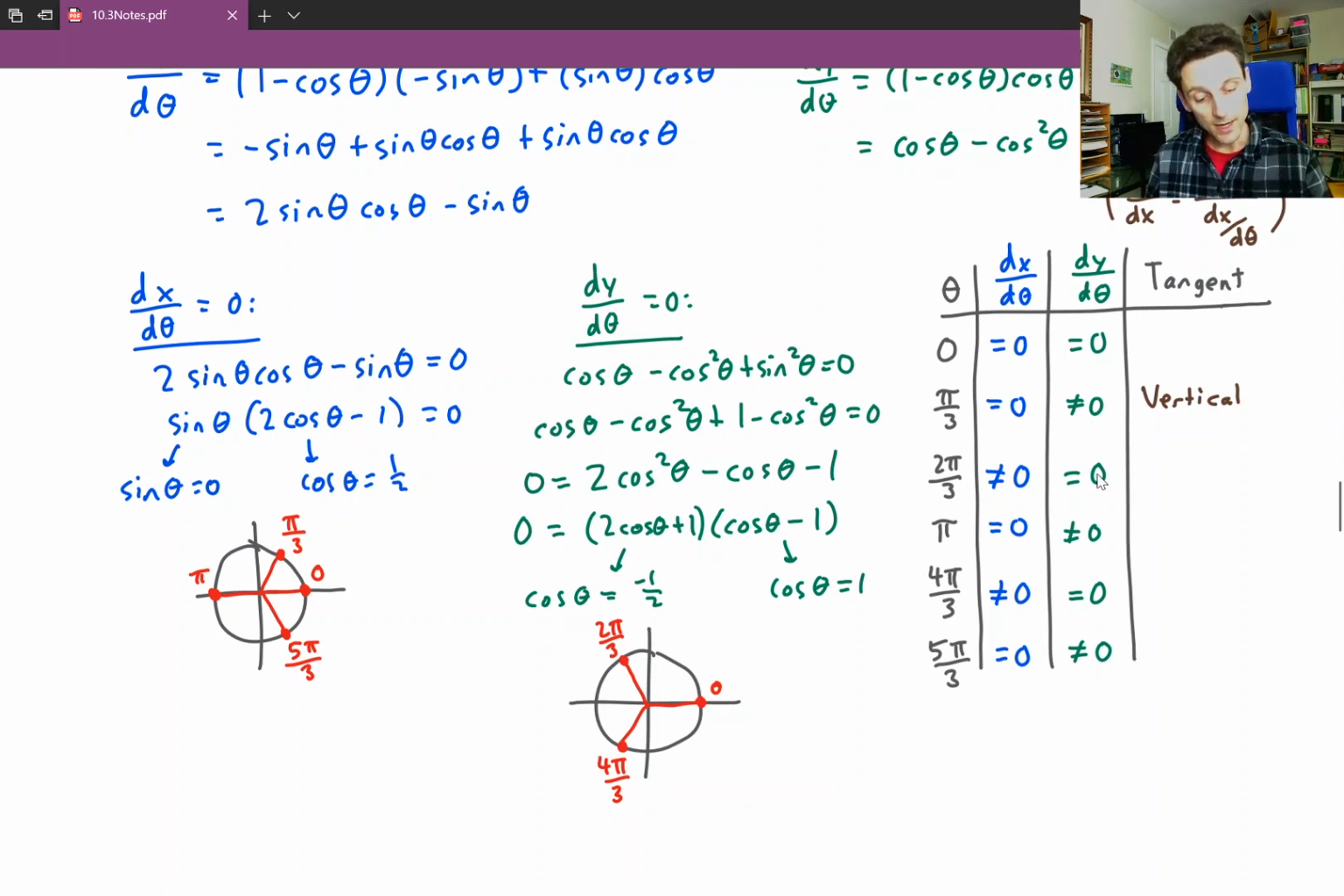Now, when dy/dθ is equal to 0 and dx/dθ is not equal to 0, that means the top is 0 and the bottom is not 0. That's just going to equal 0, and you're going to have a horizontal tangent line.